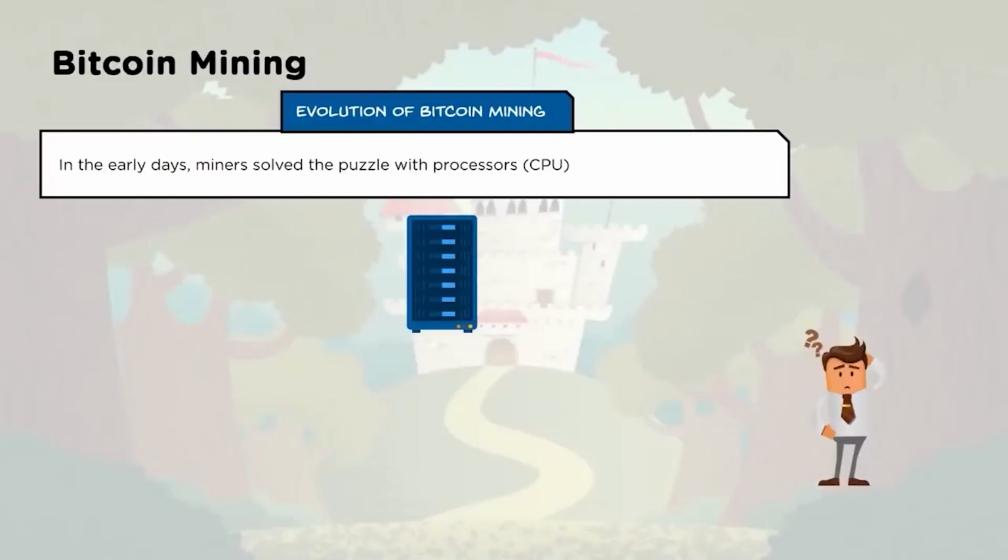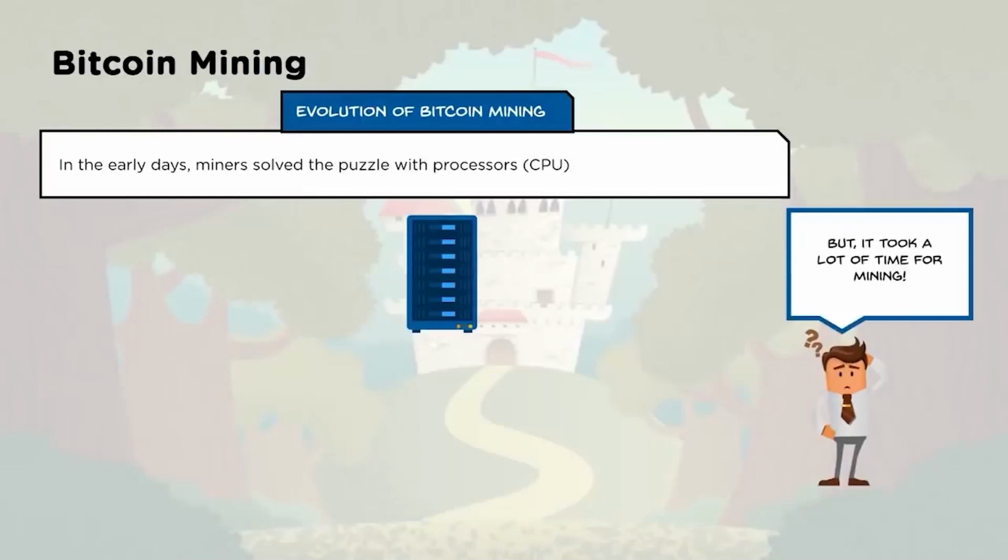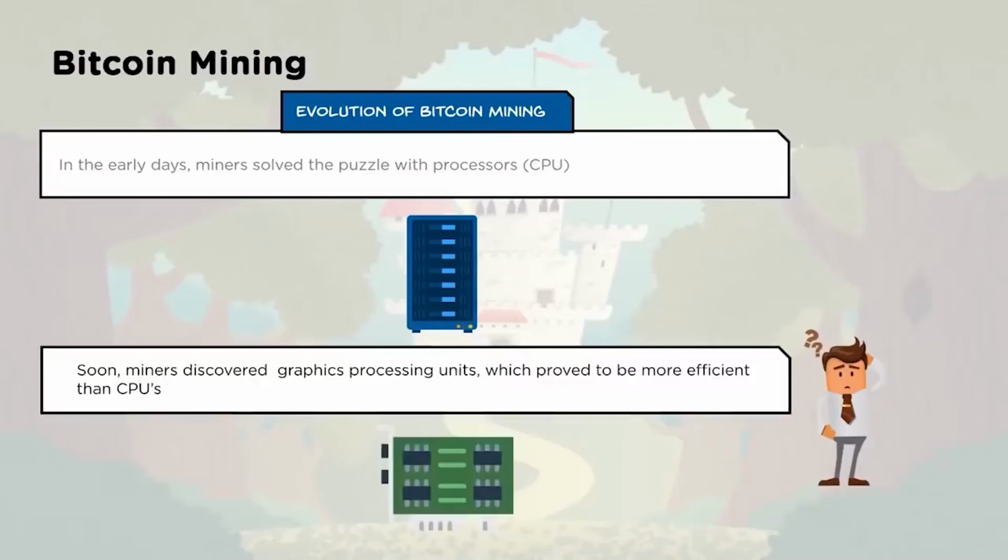Now let's see what the underlying hardware requirements for Bitcoin mining are and how the hardware has evolved. In the early days, miners used to solve the puzzles using regular processors, the central processing units, CPUs. Though the difficulty levels were low, it still used to take a lot of time for mining. Now, as I said, the difficulty level keeps on changing and growing, so the miners also had to increase the processing power. They discovered that graphical processing units, GPUs, proved to be more efficient than regular CPUs.